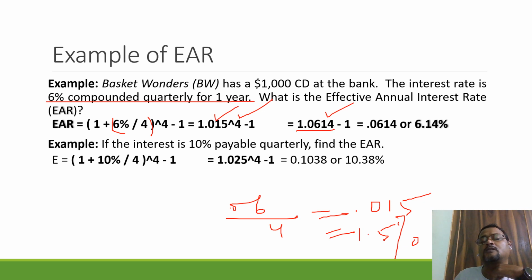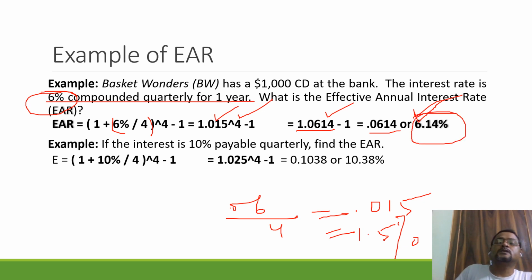You can use a calculator to calculate this. So 0.0614, so the effective interest rate is 6.14%. If you are using an annual rate, you are getting only 6% as promised. But if you are compounding quarterly, you will get 6.14%. So that means the number of compoundings will increase your effective annual interest rate above the stated interest rate.